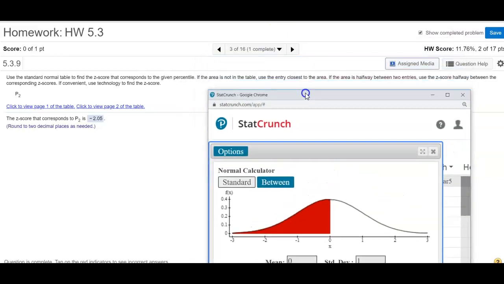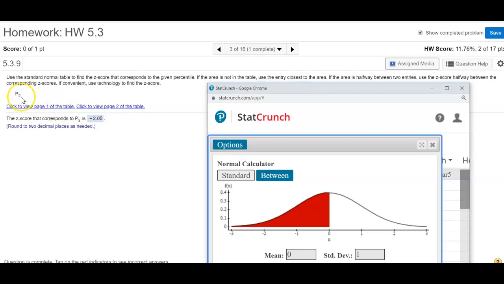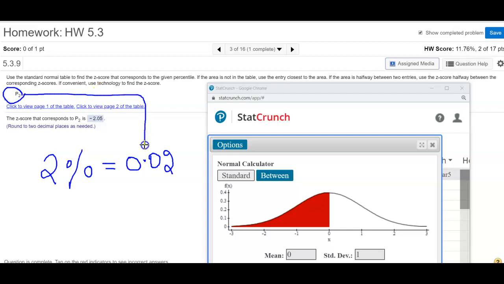So here they give me the value in terms of percentile and they said P2. So P2 stands for 2%. Remember, they can give it to you as area under the curve, they can give it to you as percentage, or they can also give it to you as percentile. So my first step is to convert P2, that is 2%, into decimal, which is 0.02. So the area under the curve, when they give it to me as percentile, I change it into decimal, that becomes 0.02.